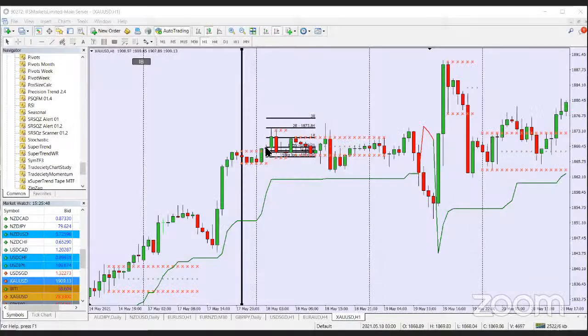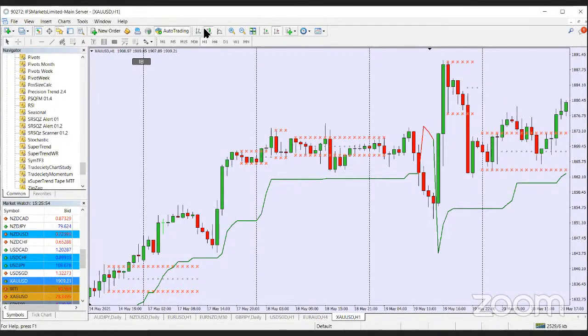Okay, I'm going to resume back the screens. So this is at the midline, so this will definitely be a stop loss. And then the experiment continues from here.